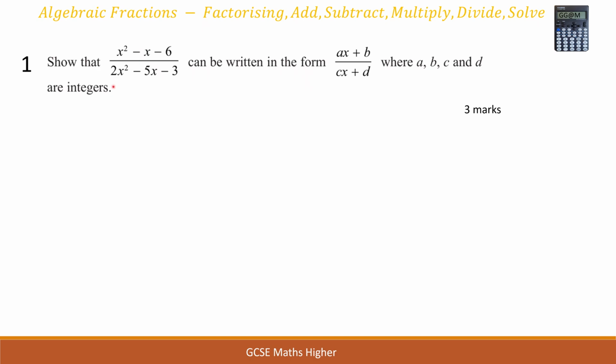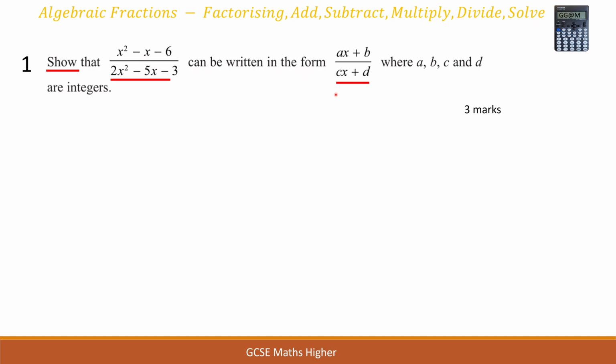You've got to show that, so this is the key word, you've got to show that this expression here could be written in the form (ax + b)/(cx + d), and you're told that a, b, c, d are integers, and that basically means a whole number. So you're going to have whole numbers in here, you're not going to get any fractions. So you've got to work out what the answer is. Press pause, have a go at working out the answer, press play when you're ready to hear the answer.